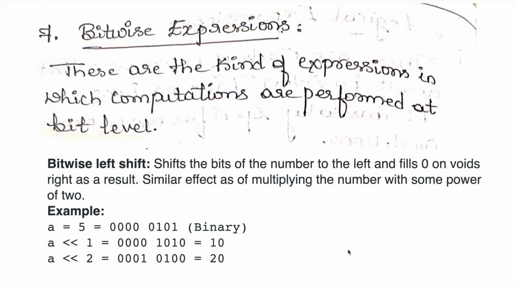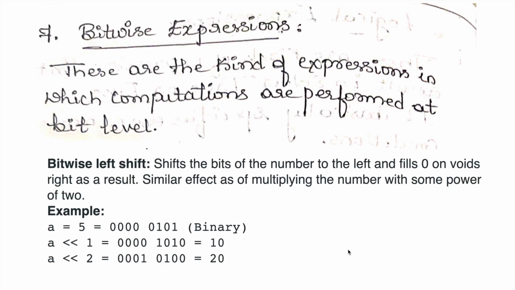For P or Q, both should be false. But here one is true, one is false. Again, it will be true. Not P. What is P here? P is false, right? So not P should display true. See, it will display true. So, getting my point? So these are logical expressions.